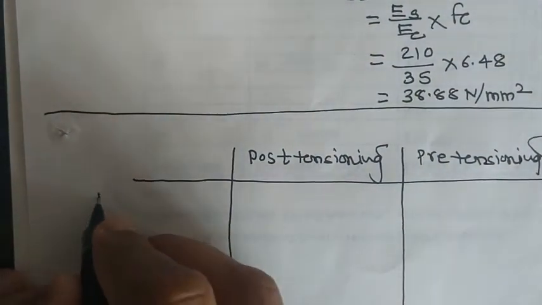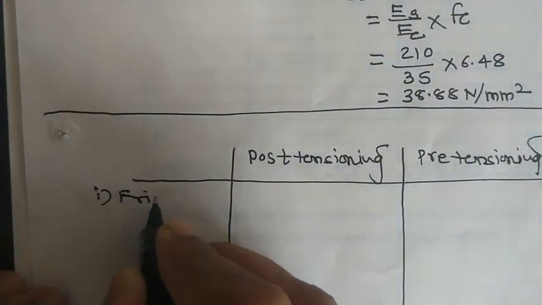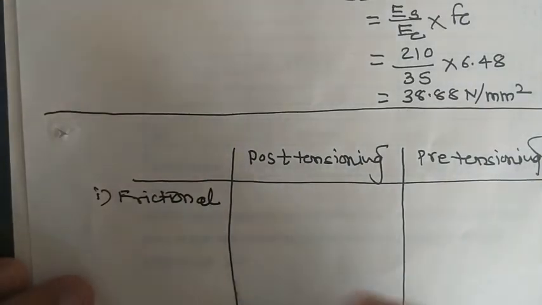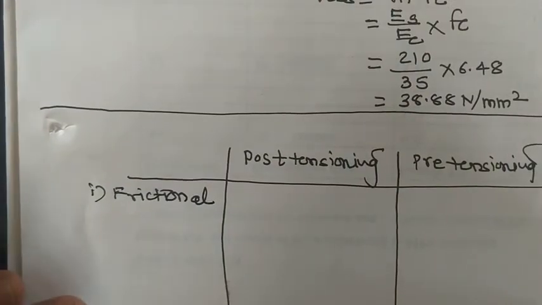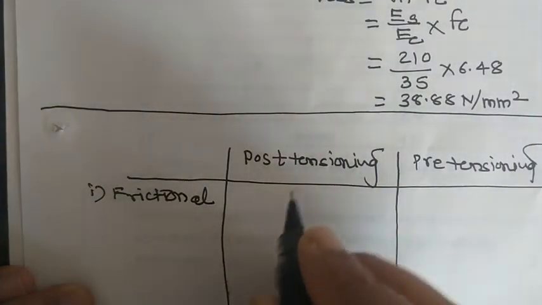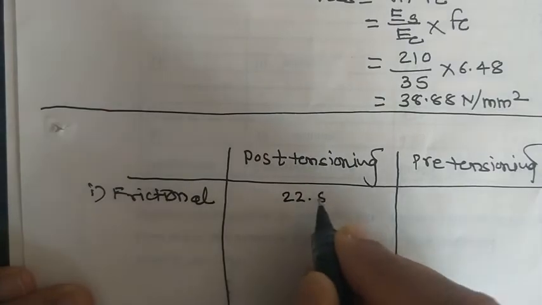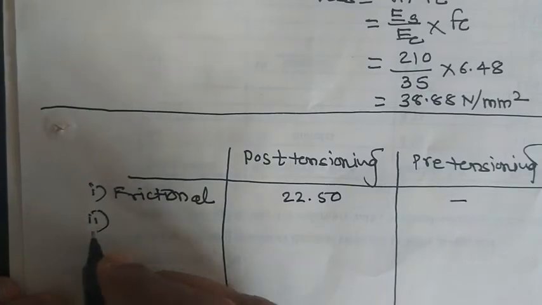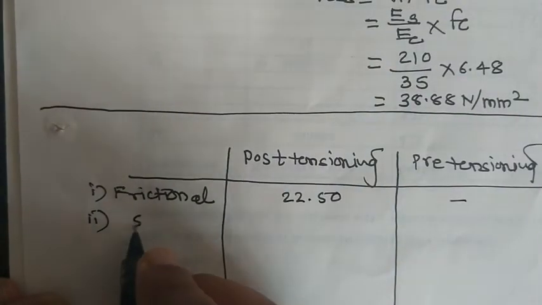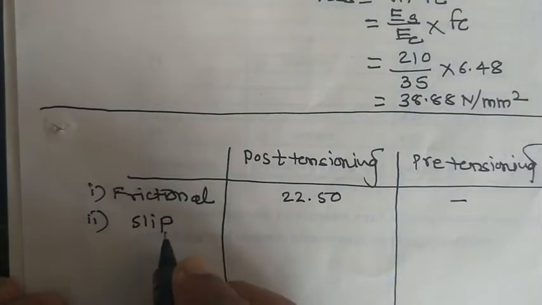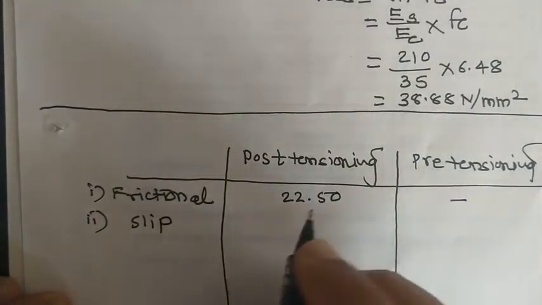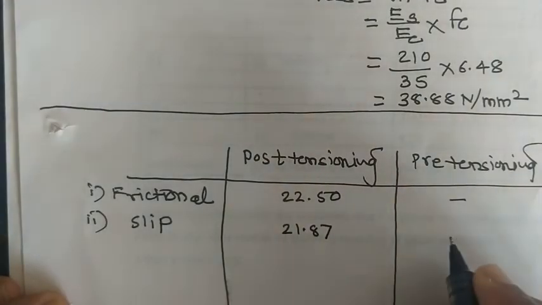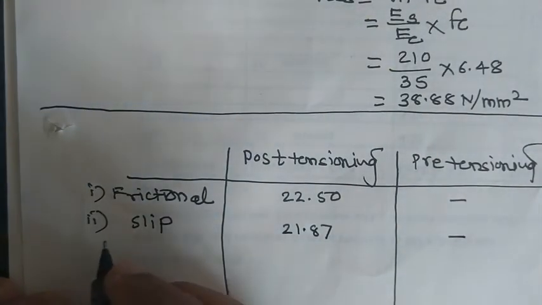So the first loss is frictional loss. We know that the frictional loss is present in post-tensioning. The value is 22.50, and it is absent in pre-tensioning. Second is anchorage slip loss. Anchorage slip loss is present in post-tensioning. It is 21.87. It is absent in pre-tensioning.